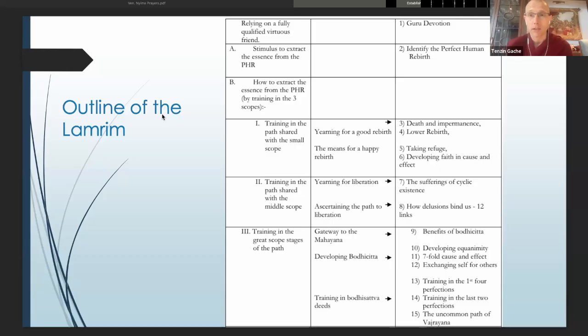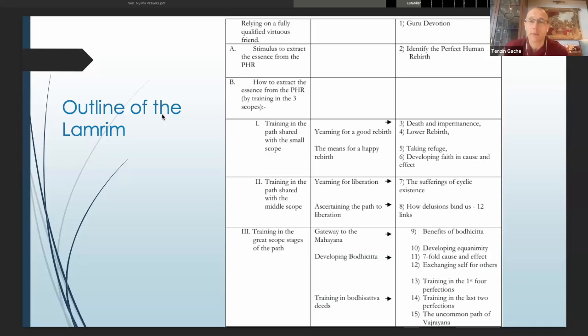So then this section, training in the small scope, you see it as yearning for a good rebirth, includes thinking about death and impermanence, thinking this life won't last long, and then lower rebirth, which really means, the Tibetan term Song, it means like unfortunate migration. So it means thinking that it's possible we could end up in a very difficult place, a much worse place than we are now, and thereby, just pursuing pleasures in this lifetime, what's it going to matter to us if we end up in a much worse situation in the future? So thereby thinking about our motivation with that perspective.